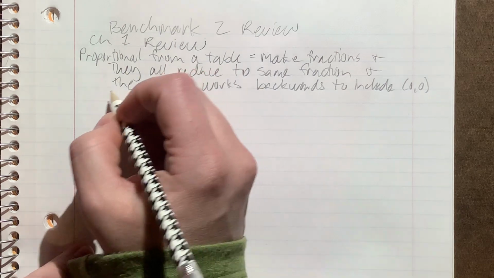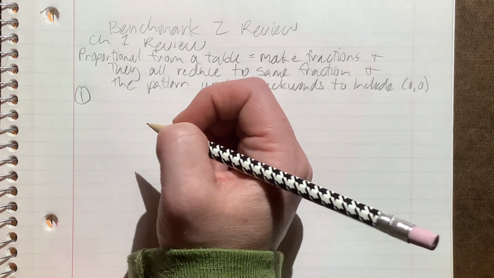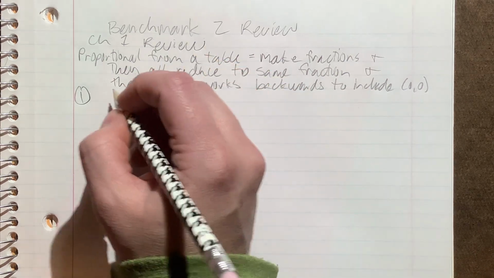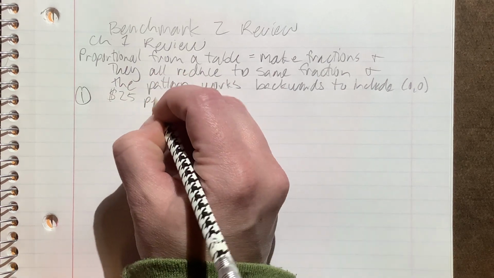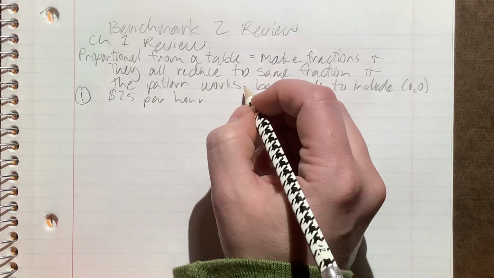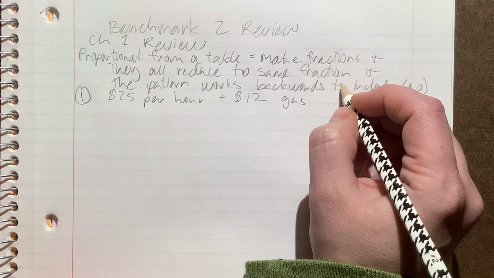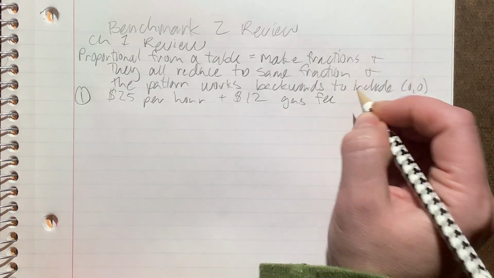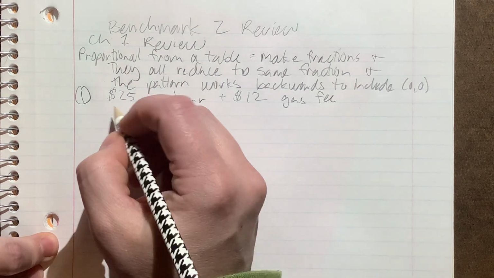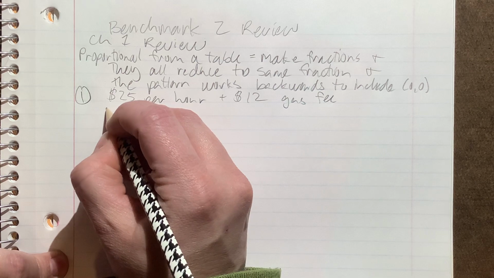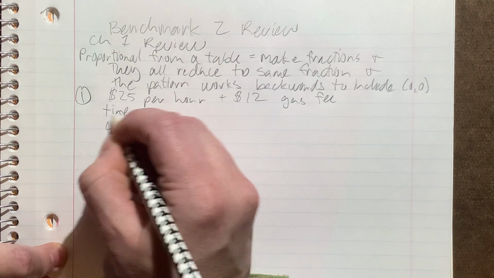We have a boat rental place. We all went to Lake Powell, sure. And it costs $25 per hour to rent a boat plus a $12 gas fee. Okay, and so we want to know if this is a proportional relationship or not a proportional relationship. We can make a chart. So how long we rent the boat and how much it costs.